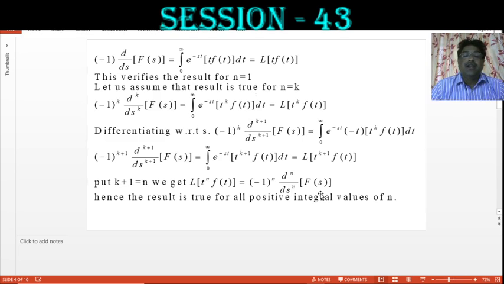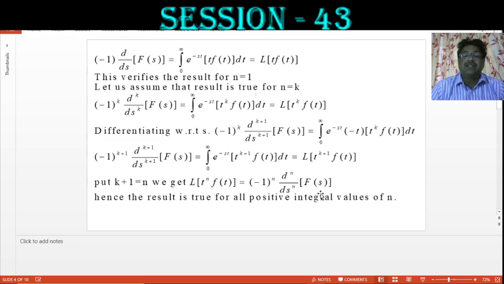Now, again multiply throughout by minus sign. In the left hand side, minus 1 raised to k into minus 1 means minus 1 raised to k plus 1 we are getting. The derivative d^(k+1) divided by ds^(k+1) of F of s is equal to the integral from 0 to infinity of e raised to minus st. You have to multiply the t with the t to the power k, so we get t to the power k plus 1 into f of t dt.